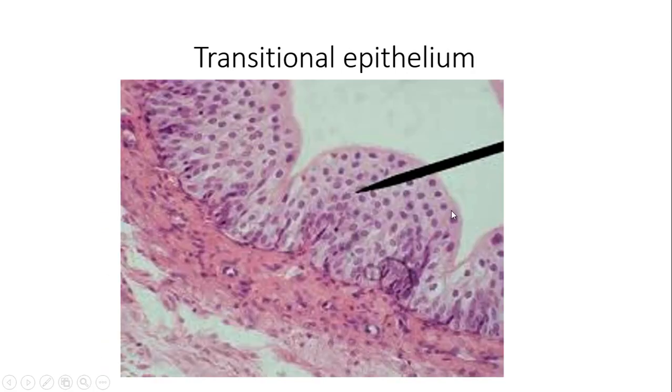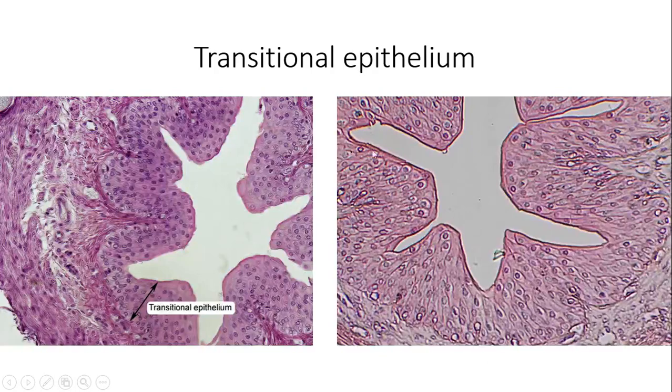But remember, when zoomed out, they form these closed surfaces. For example, in the urinary bladder, I believe this would actually be a ureter, but here would be the urine in here. And this has no urine, therefore all the cells are basically shrunken. So that's transitional epithelium.